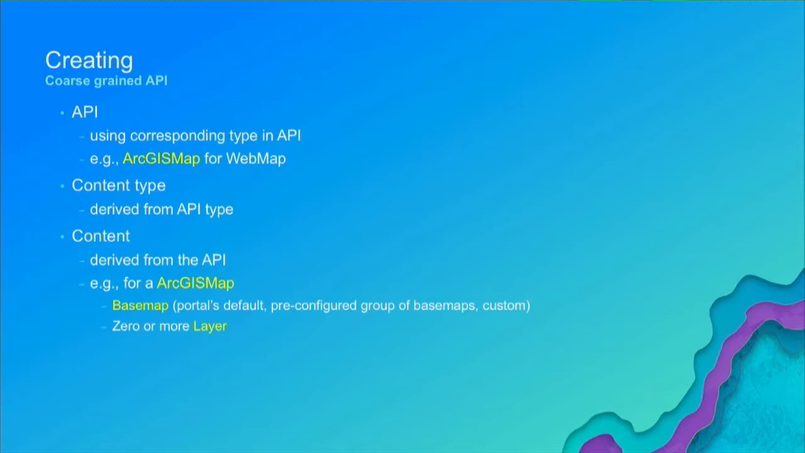In addition to base map, a map also consists of layers. We have different layers. A feature layer is an example if you want to show different points of interest.